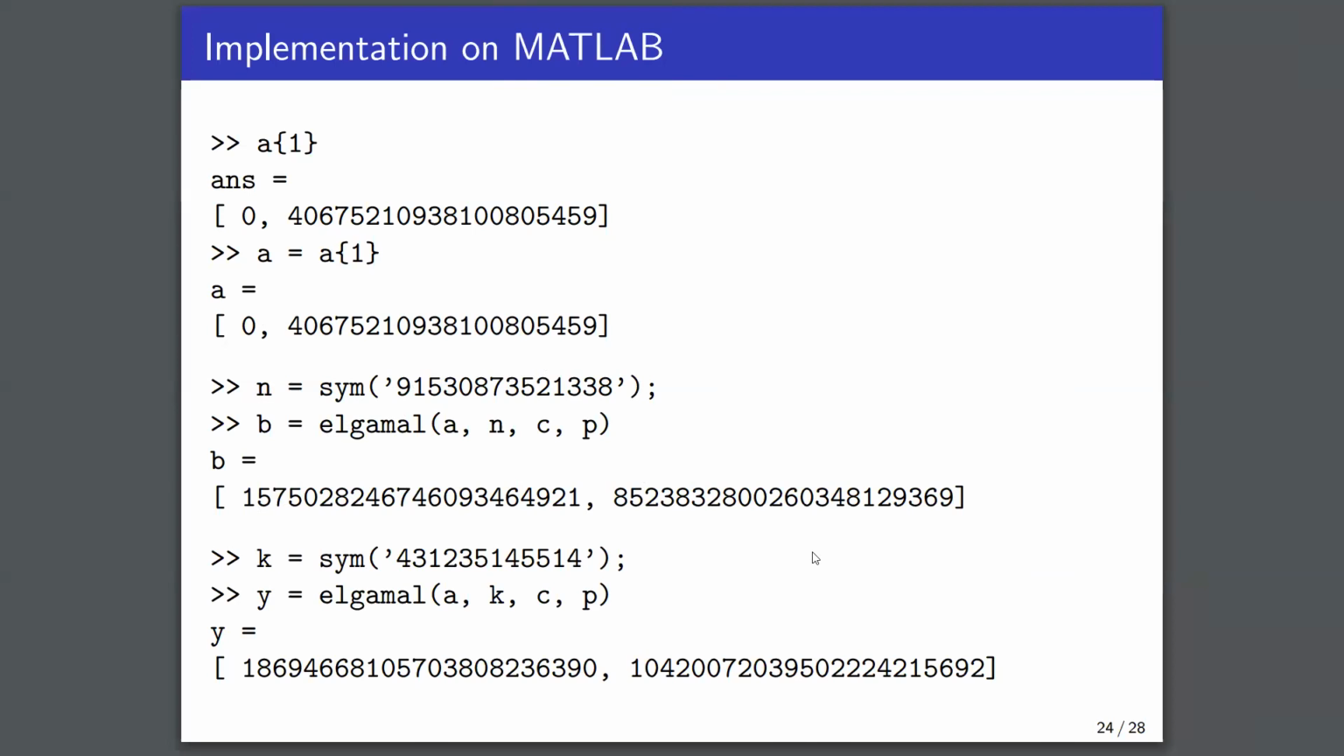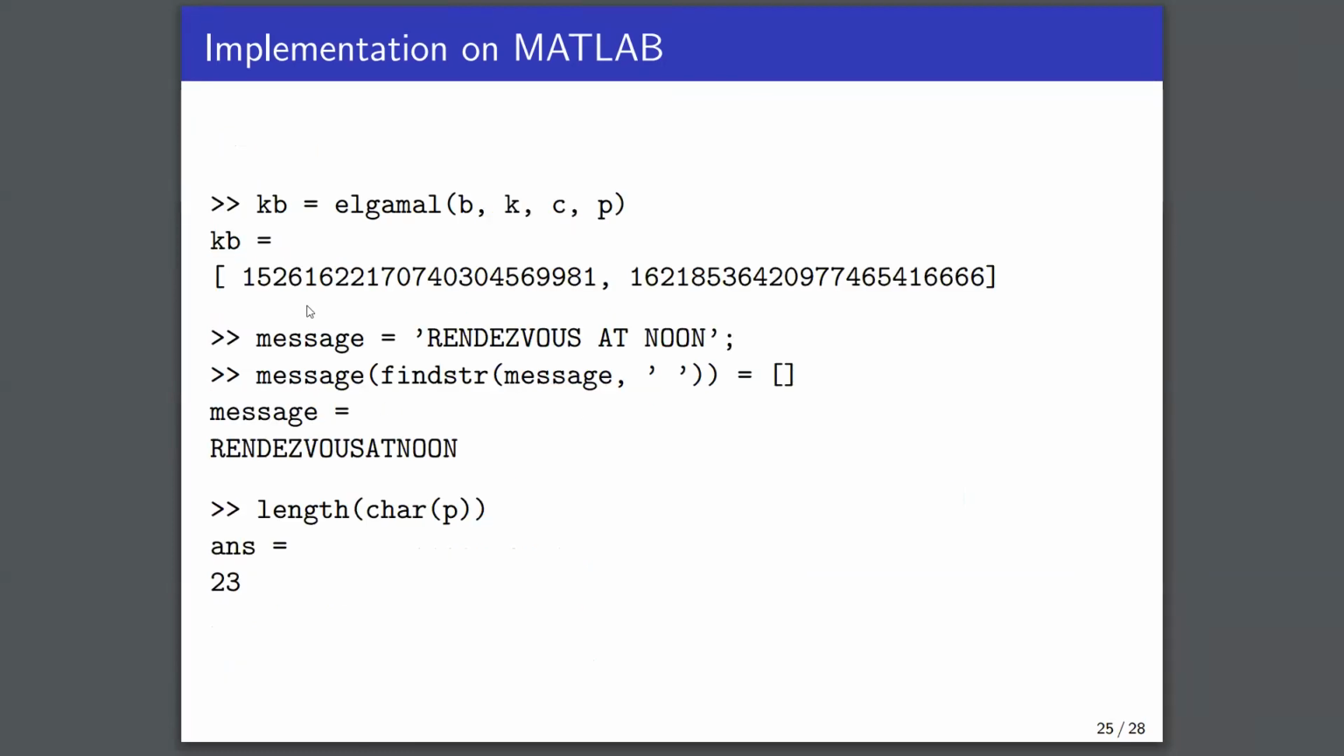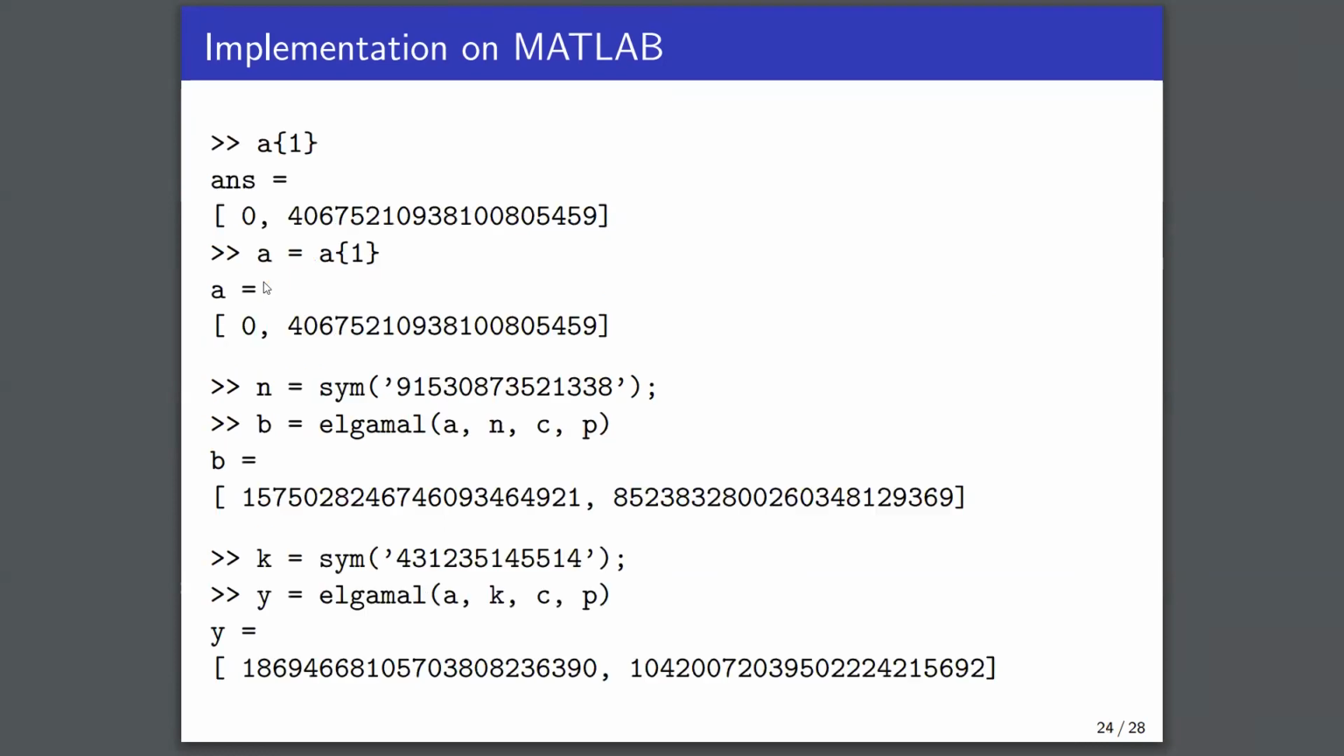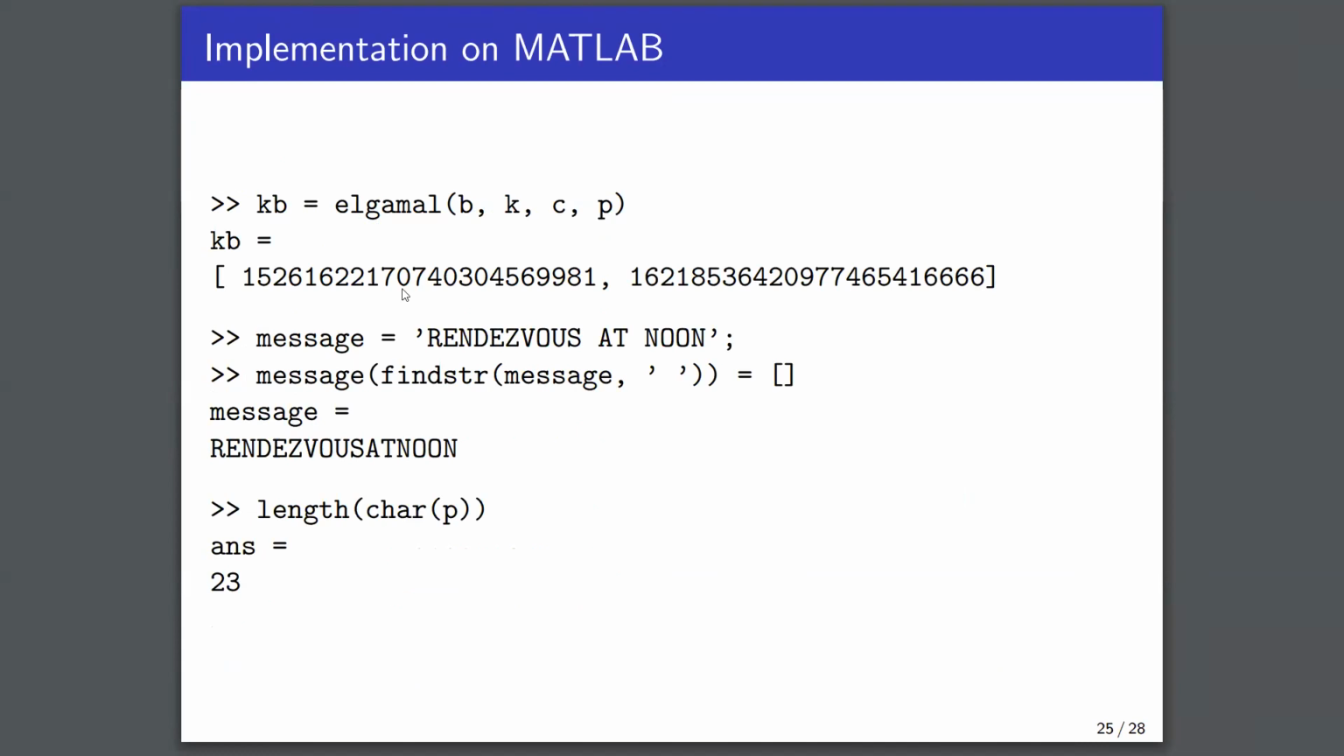And then we know that Alice is going to set some K and some Y. And then we have to calculate KB. And this Y is actually AK. So now we have this Y and KB. Now, suppose this is a message that we want to send, which is rendezvous at noon.